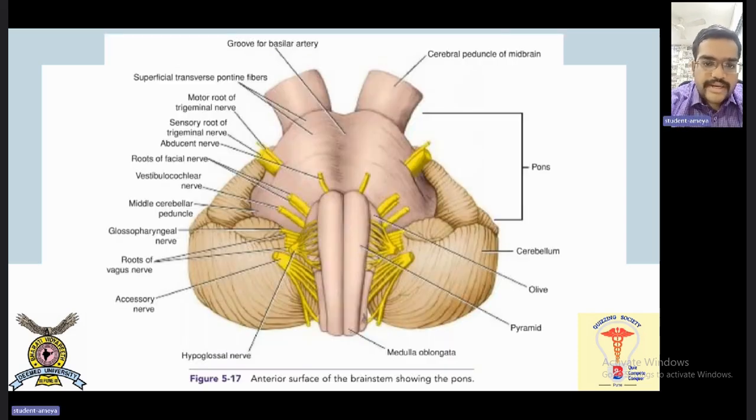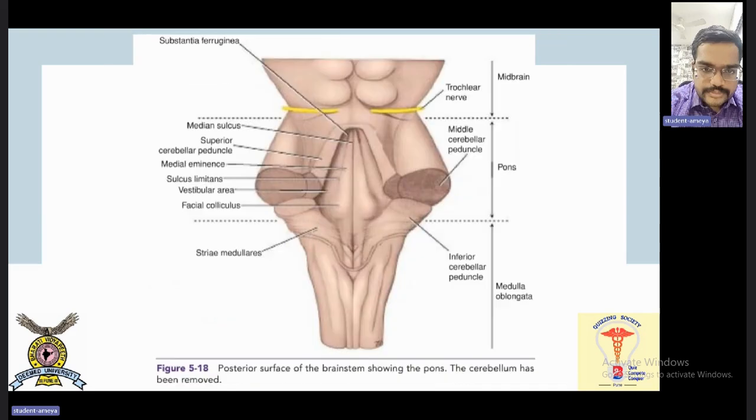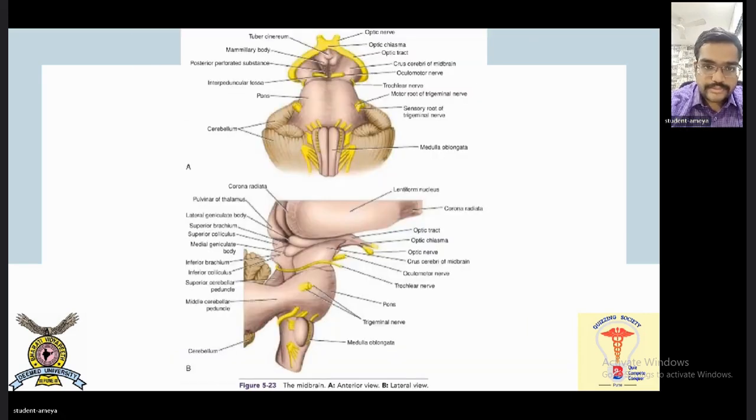Then this is the anterior surface of the brainstem, which is mainly showing the pons. Then the posterior surface of the brainstem, where you can see it is divided into the midbrain, the pons, and the medulla oblongata, with the stria medullaris, inferior cerebellar peduncle, middle cerebellar peduncle, and the superior cerebellar peduncle. All three cerebellar peduncles are visible in the posterior surface of the brainstem. Then the midbrain, the anterior view and the posterior view.